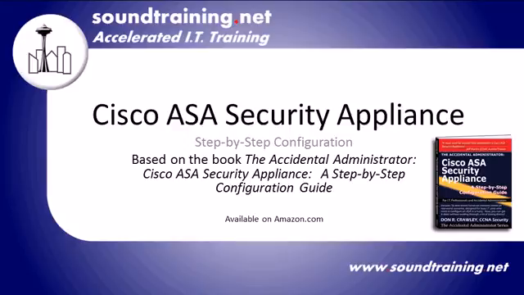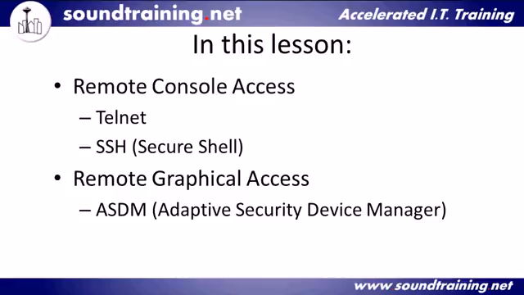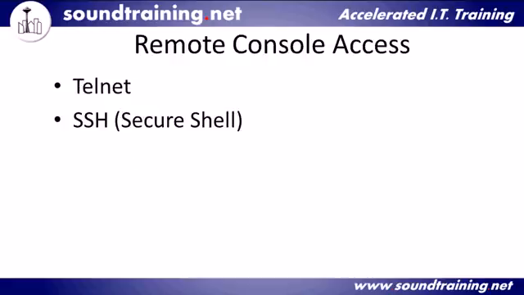Here we go. This video is going to talk about Cisco ASA remote management options, and it's based on Chapter 4 in the book. We're going to cover both remote console access and remote graphical access. With console access, we'll talk about Telnet and SSH, or Secure Shell. And when we cover the remote graphical access, we'll be talking about using the ASDM, or the Adaptive Security Device Manager. When we talk about remote console access, we're talking about two different options. One is Telnet and one is SSH.